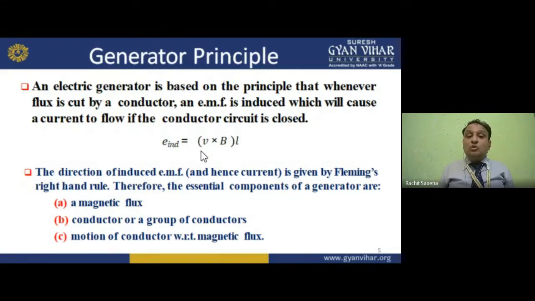Therefore, the essential components of a generator are, first, a magnetic flux, phi. Second, a conductor or a group of conductors. Third, motion of the conductor with respect to the magnetic flux, meaning how the motion of the conductor takes place with respect to the magnetic flux.